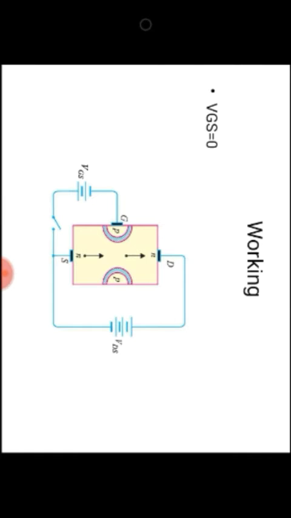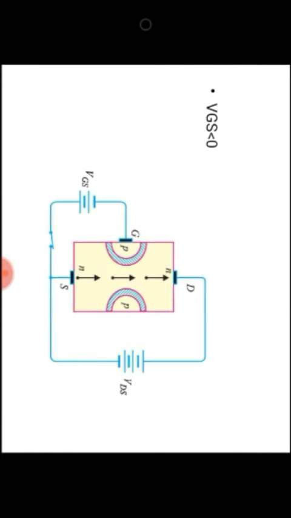Okay, next, VGS less than 0. When a reverse voltage VGS is applied between the gate and the source, the width of the depletion layer is increased. So this reduces the width of the conducting channel, thereby increasing the resistance of the n-type bar.